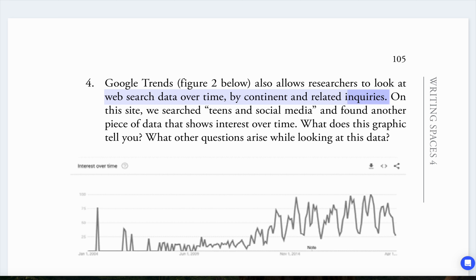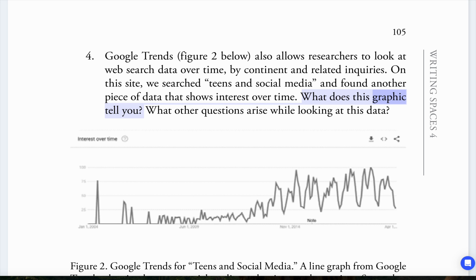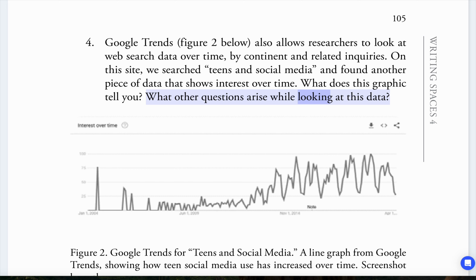4. Google Trends, Figure 2 below, also allows researchers to look at web search data over time by continent and related inquiries. On this site, we searched "teens and social media" and found another piece of data that shows interest over time. What does this graphic tell you? What other questions arise while looking at this data?